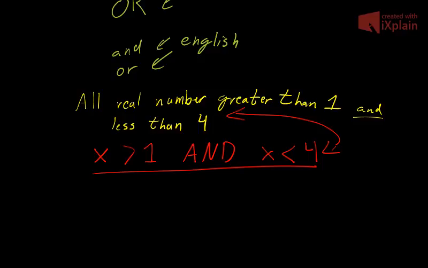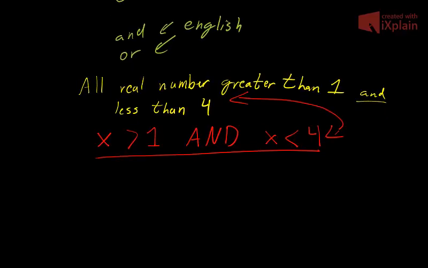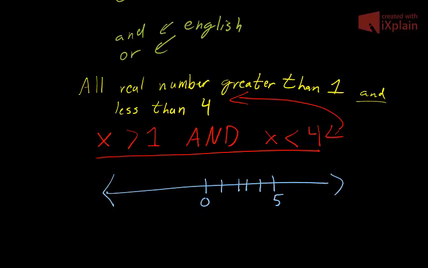So if we want to graph this, we're going to go back to our number line, graphing on a number line like this. Let's put 0, 5's there. So I know that x has to be greater than 1, so I'm going to draw a circle at 1, less than 4, circle at 4. If it's greater than 1, it's going this way. If it's less than 4, it's going that way. But it needs to be both. AND means it needs to be both, so it can only be where both of these lines are.